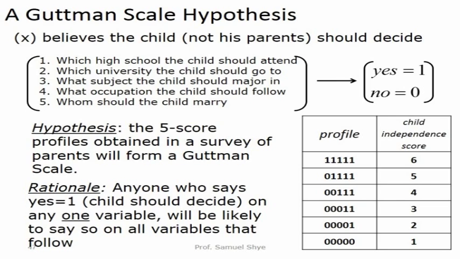Here is a hypothesis. The 5 score profiles obtained in a survey of parents will form a Guttman scale. Now we have to check whether it's true or not. The rationale for this hypothesis: anyone who says yes, the child should decide on any one variable, will be likely to say so on all variables that follow. For example, if you believe that the child should decide which high school to go to, you most probably would also say that he should decide which university he should go to.